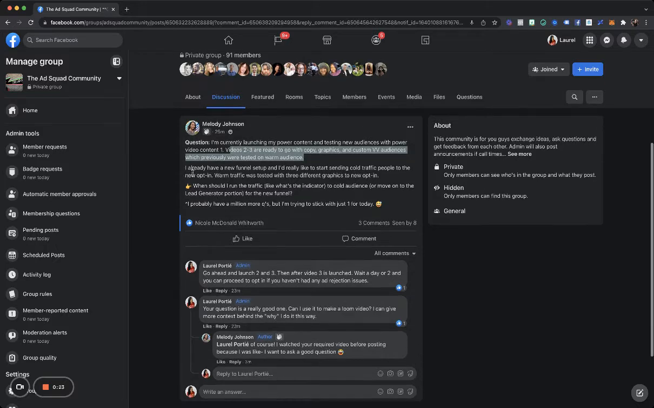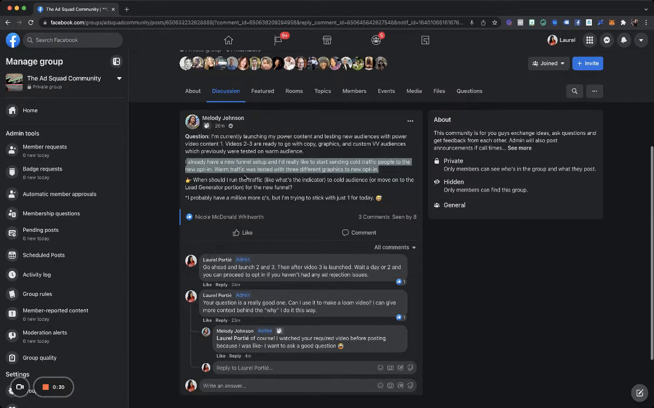She's got everything ready, but she also has a new funnel setup that she would like to start testing to cold traffic. So she's wanting to know, what are the indicators here that she should be looking at in order to launch her funnel to cold traffic? And this is a really good question.